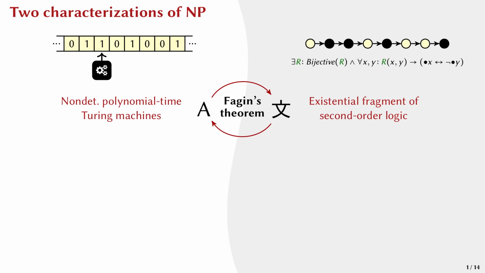And now let's look at this particular logical formula on the right. It says that there exists a binary relation R on the elements, and this relation must satisfy two conditions. First, R must be a bijective function, and second, this function must map yellow elements to black elements and black elements to yellow elements. Here's an example of such a function.